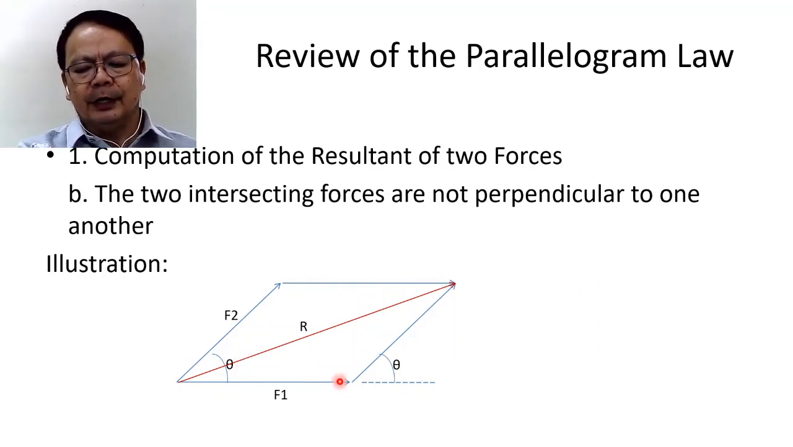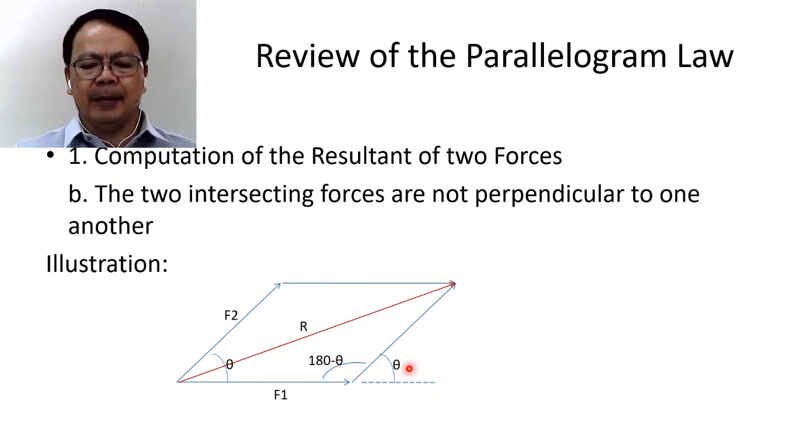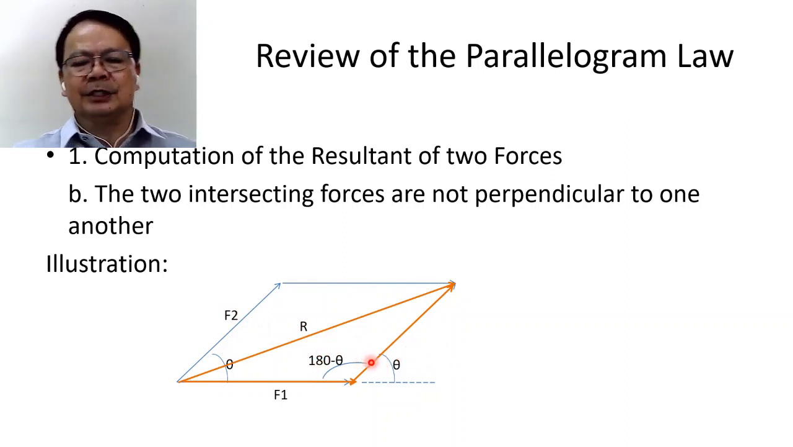And therefore, this angle becomes equal to 180 minus theta because this angle and that angle are supplementary. Now looking at this triangle form, what can you say about this triangle? You will notice that this triangle now consists of elements that are known, like two sides, f sub 1 and the side representing the magnitude of f sub 2, and the included angle 180 minus theta.